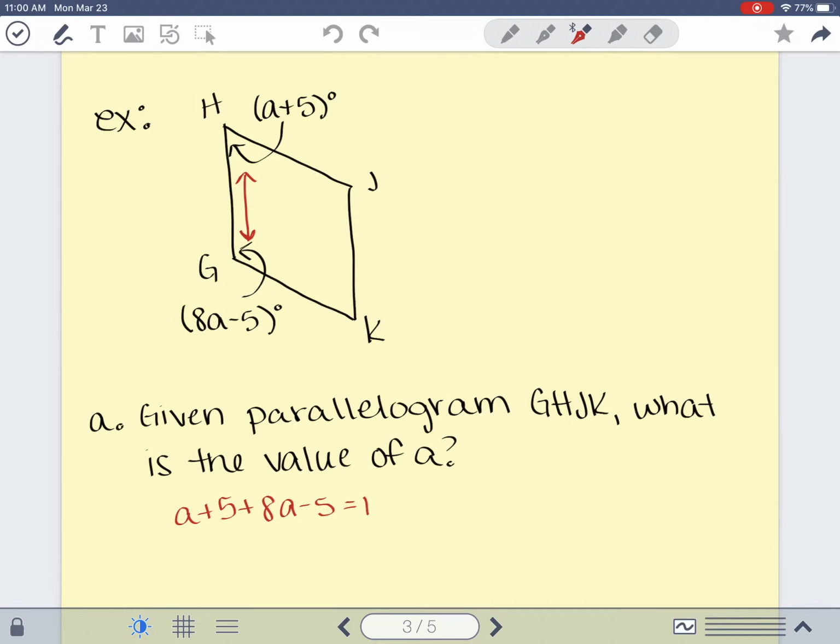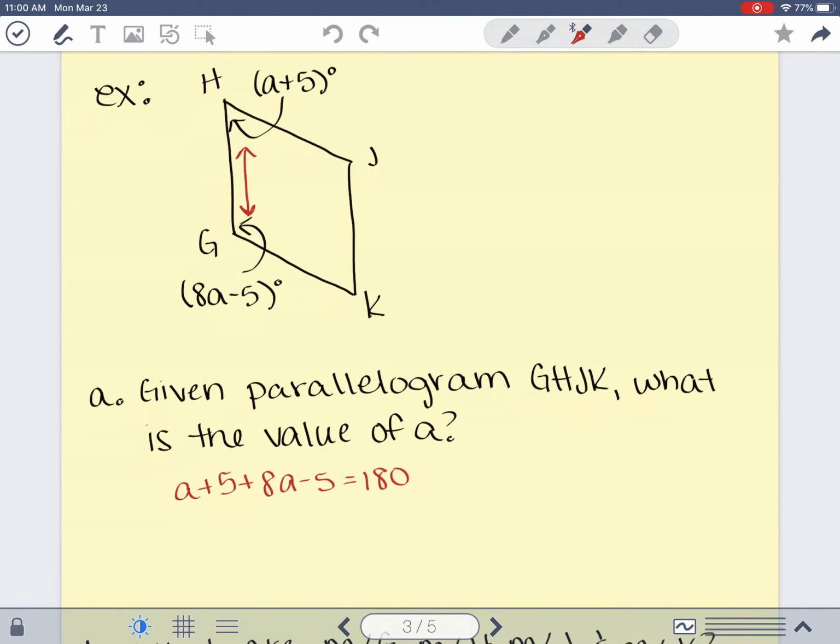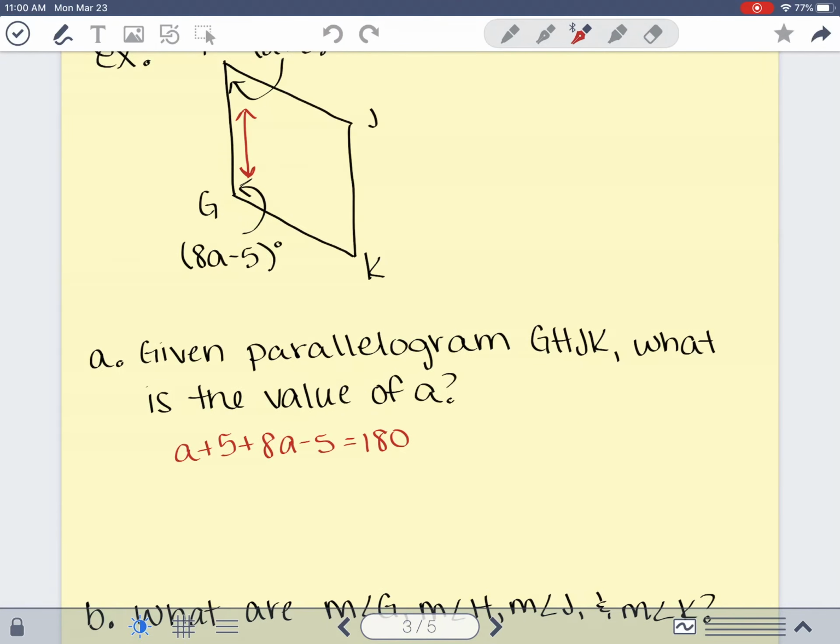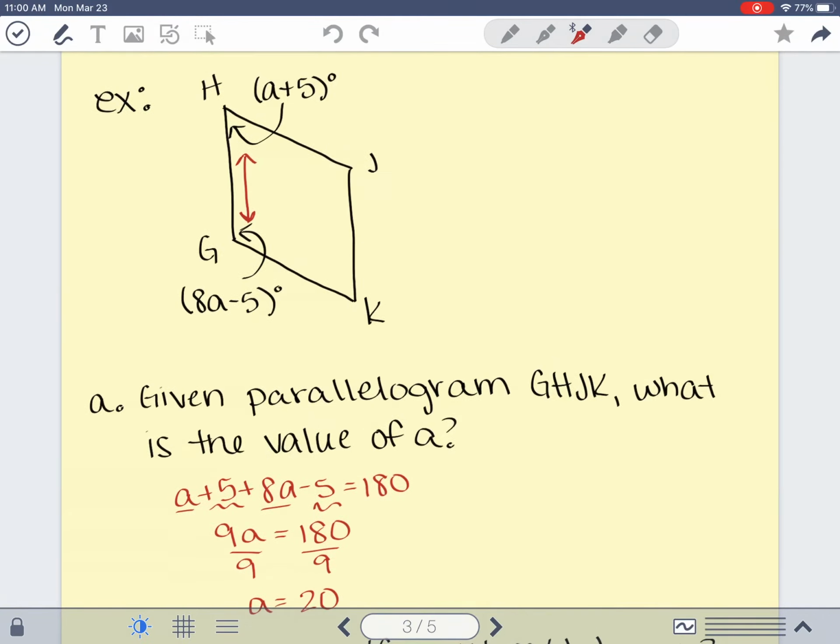Oh, it's moving on me. There we go. 180 degrees. Gotta love technology. All right, first thing, combine our like terms. So we get 9A. And if we look, our 5s actually cancel out, so we have 9A equals 180. Divide both sides by 9, and we get that A equals 20.